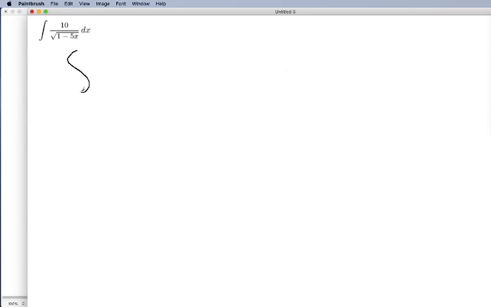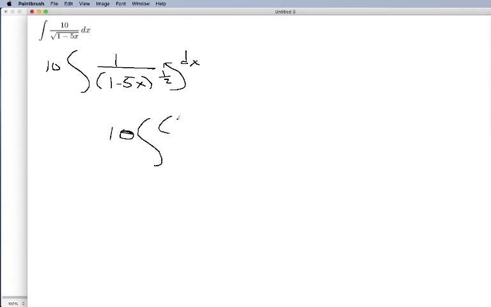Easiest thing for you again to do is take the 10 out the front, and then you have 1 over, and I'll change this into indice form, 1 minus 5x. Most of the time we've been bringing stuff up because it's easier. So we have 10 times the integral of 1 minus 5x to the minus 1/2 dx. Now this is one straight out of the book.